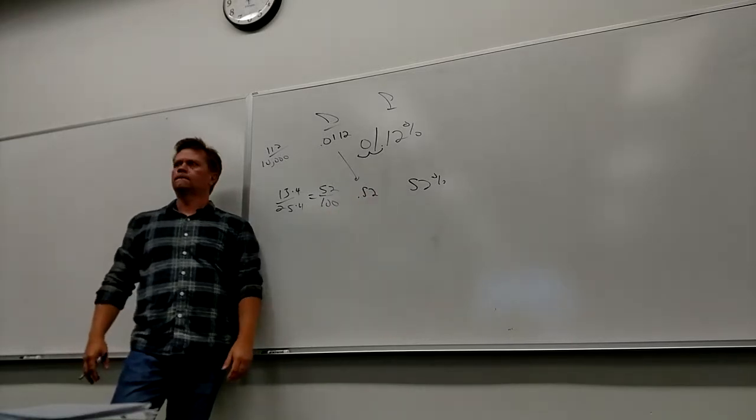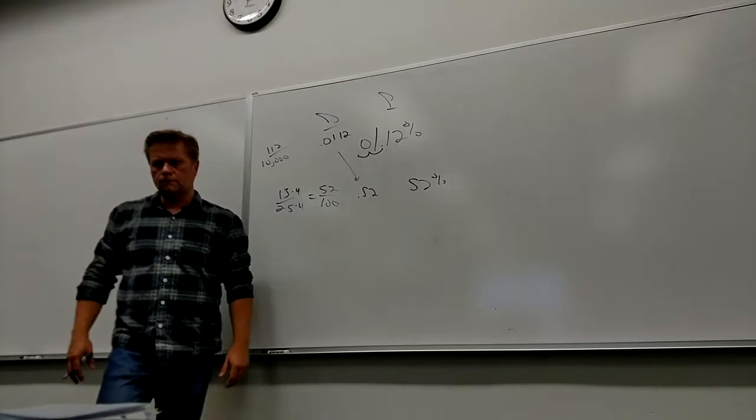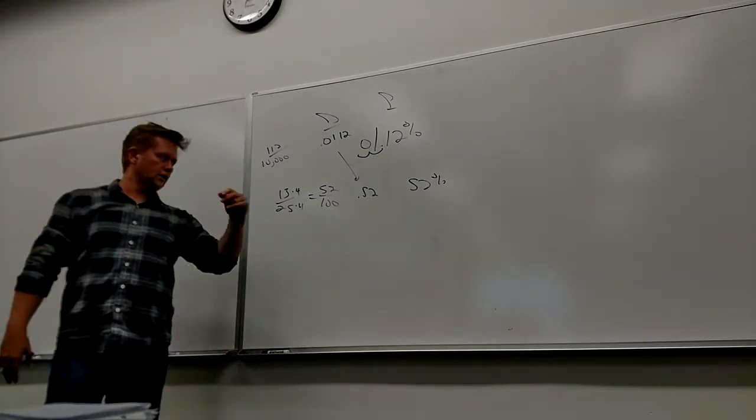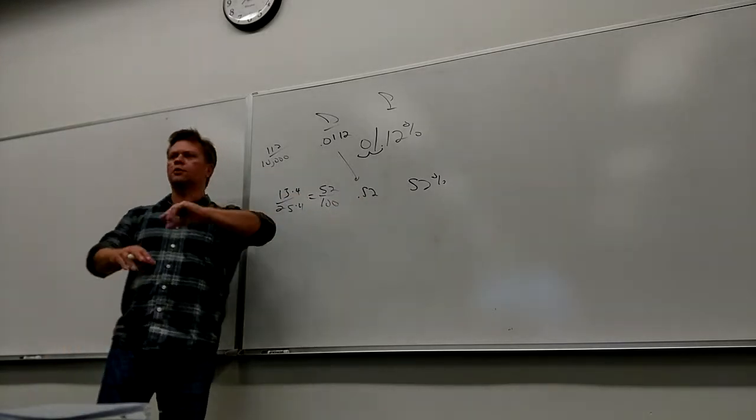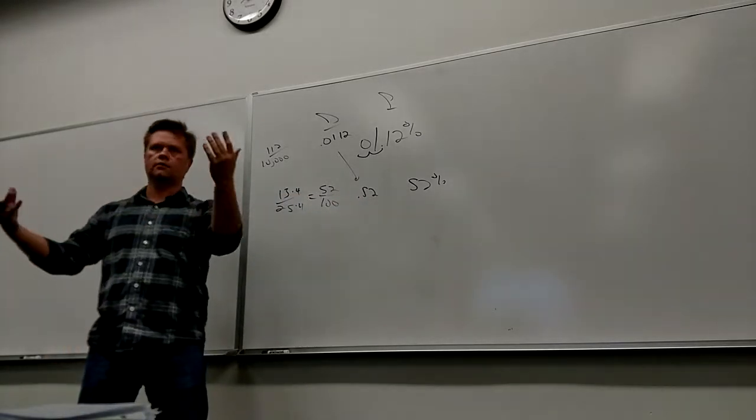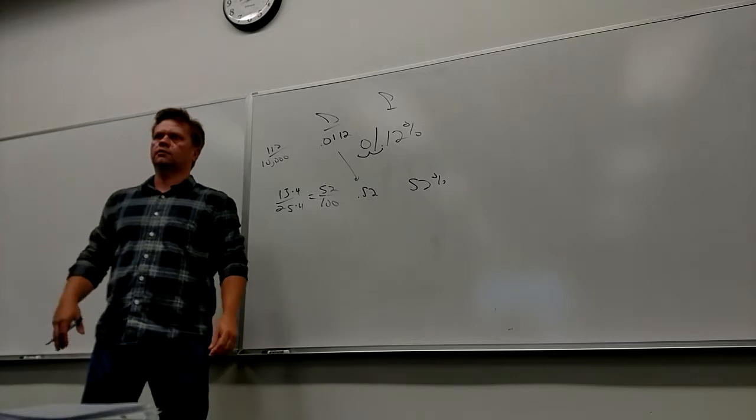So what would be the other wording? 13/25? No, so again, you could either say 13/25 or you could say 52 hundredths. They're both mathematically the same, so I would take either wording. I like it.